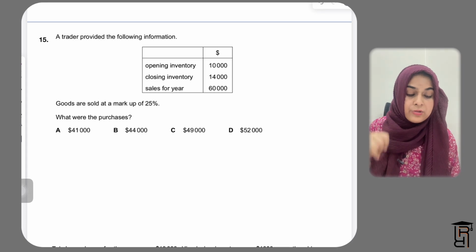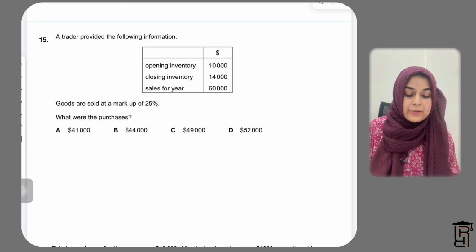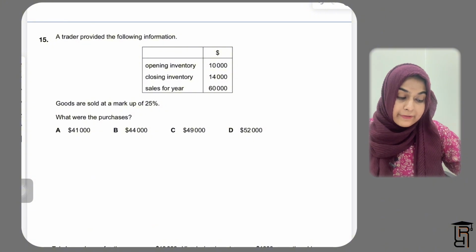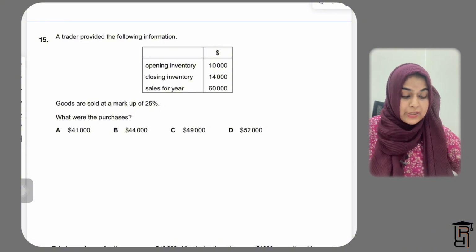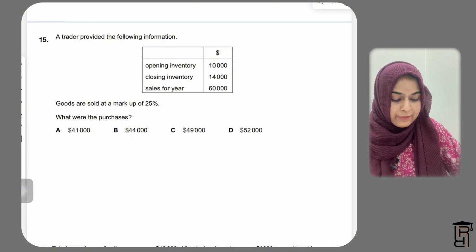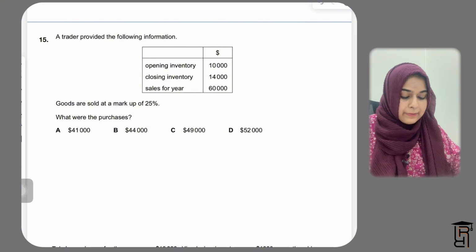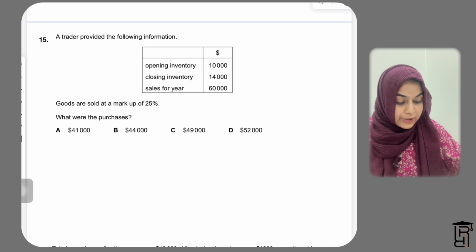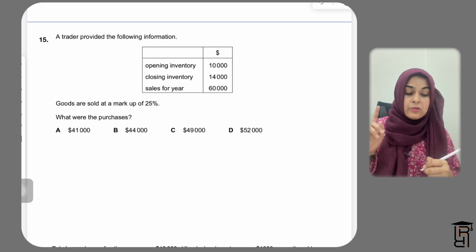The next question says a trader provided the following information: opening inventory, closing inventory, and sales for the year, which is also another name for revenue. Goods are sold at a markup of 25%, so my revenue here again is 125%. What were the purchases? Revenue, that is 125%, is 60,000, and 100% is X, which is my cost of sales. When I cross multiply, I get the value for X, which is 48,000, my cost of sales. Again, they are asking me for purchases, not for cost of sales.